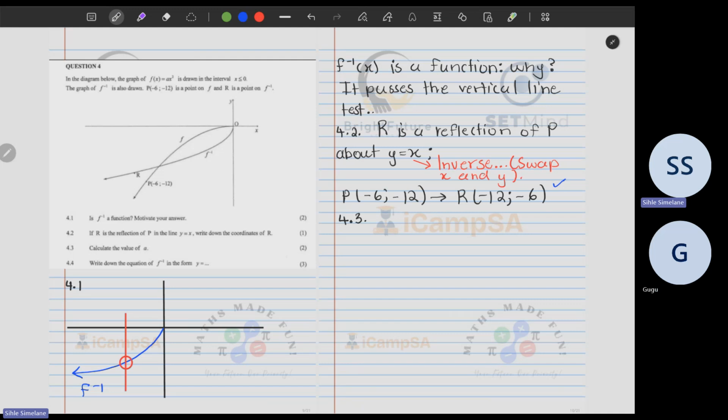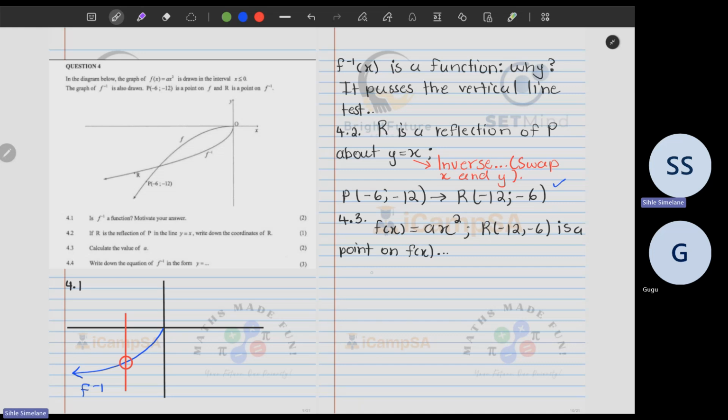So 4.3 says calculate the value of a. Okay, so we now have the graph f of x. So we know that f of x is given by ax squared. So we'll calculate a, but look at R. R is a point on f of x. So let's go ahead and use R, because R, which has those coordinates, let me put them, (-12, -6), is a point on f of x.